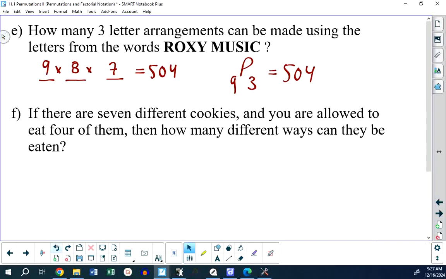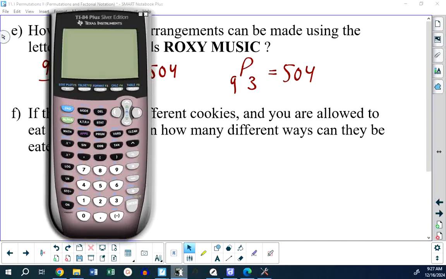We can check that out on your calculator. I don't know if you've noticed this, but on your calculator, when you go to the math menu, by the factorial function, there's an nPr function. And on my calculator, this is what it would look like. I would enter 9, then go to my math menu, probability submenu, and choose this, and then put 3. And you get 504.